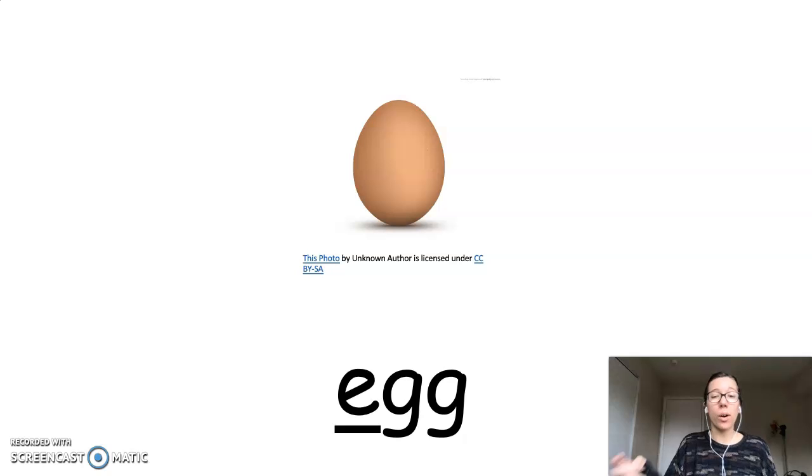egg. Now, the word egg is tricky because it almost sounds like we hear A, the letter A in the beginning. But if you listen carefully to each sound, we hear egg, meaning the first sound is made by the letter E. Excellent.